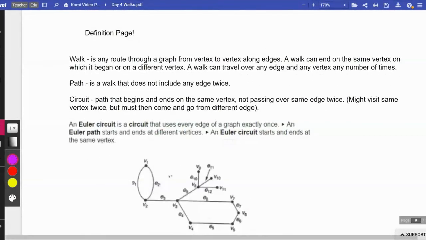And then here's just another definition page if you want to look at this instead of having to go back. But these are the definitions that we just used. Path, walk. Walks can be infinite as well, if I haven't stated that. There's an Euler circuit.